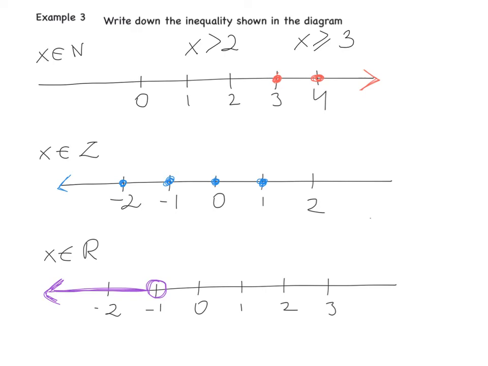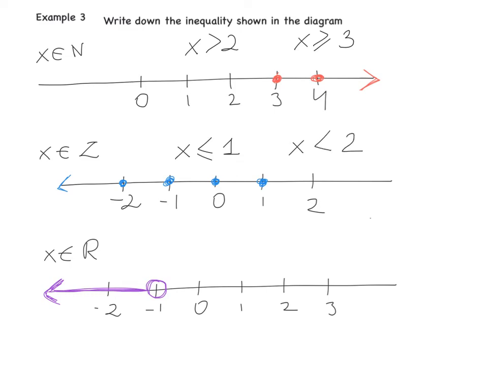The next one, x is an integer, and I've marked numbers 1, 0, minus 1, minus 2, and the arrow, so that means it goes on. So we can write down that I've marked all the numbers less than 2, or less and equal than 1. So x less or equal than 1, or x less than 2.